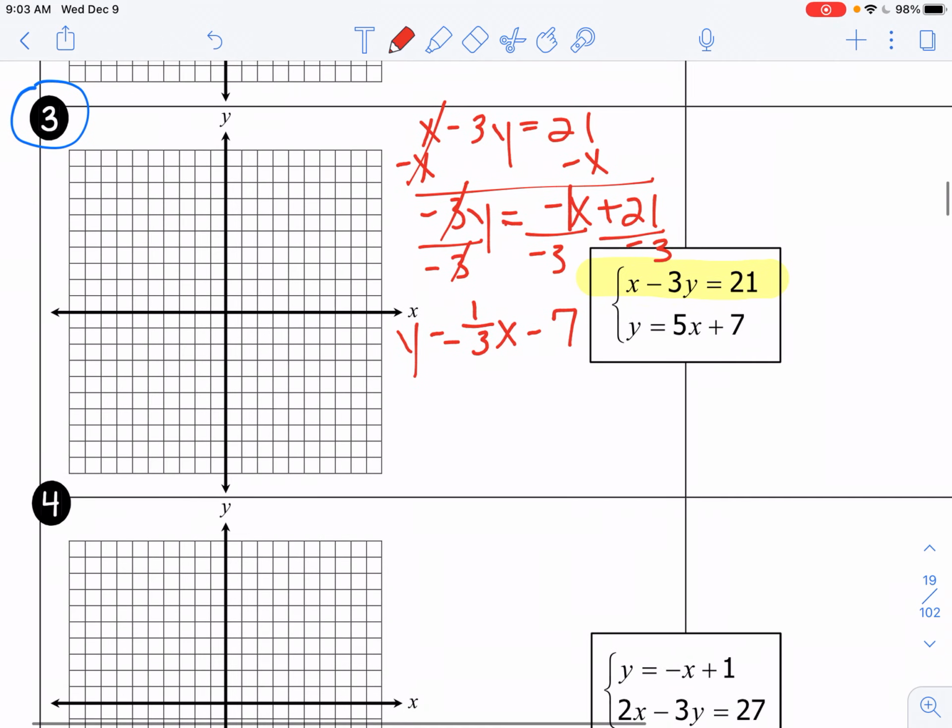So let's go ahead and graph that one in red since we're already in red. Our y-intercept is negative 7 right here. So I'm going to go down on the y-axis to 1, 2, 3, 4, 5, 6, 7 and put my point. And my slope is 1 over 3. It's a positive slope. So I'm going to go up 1, right 3. Up 1, right 3. Up 1, right 3. I'm going to get one more on the other side just to make sure. Down 1, left 3. And make my line.